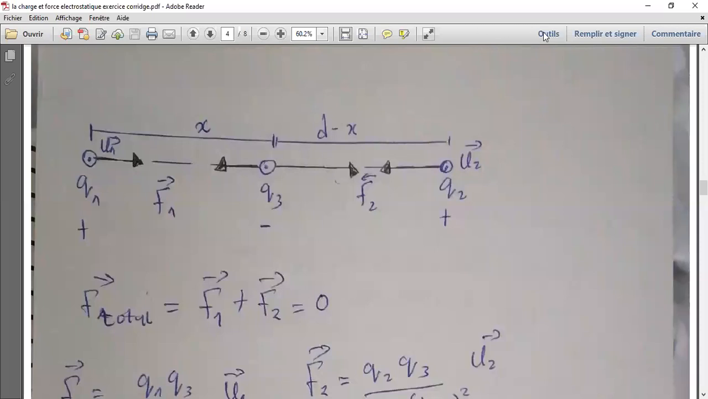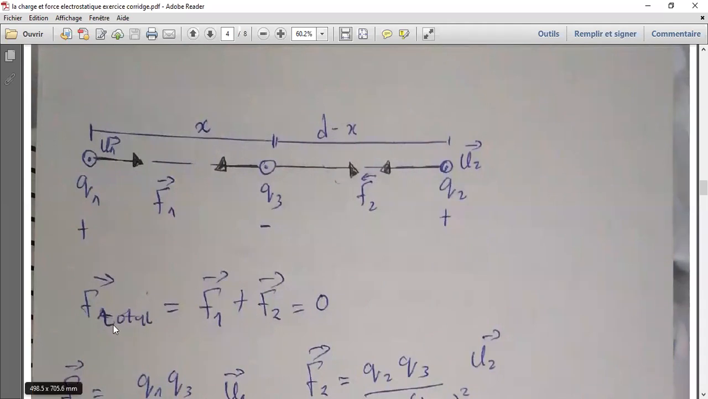Imagine you put Q3 outside Q2, meaning the Q2 is the only one which is exerting a force on Q3. Then the other way around also, when I try to put Q3 outside here on Q1, I'll see that it's only Q1 which is exerting a force on Q3. So the best thing is to put it in the middle so that both of them are exerting force on what? Q3. And we say that there must be equilibrium.